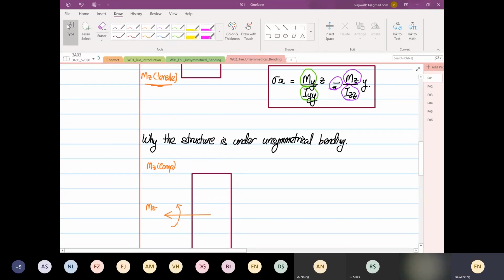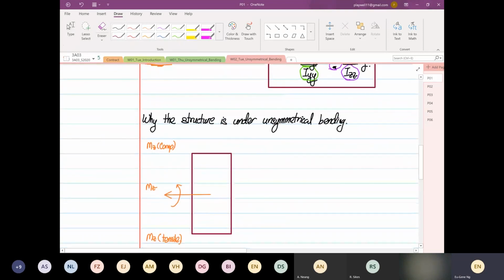And then if we look into MY, right? So this is our MY, right? So this is our, based on right hand rule, our vector. So our moment vector, bending moment vector. So this is MY compression, and then MY tensile.